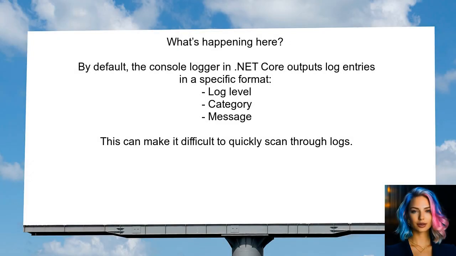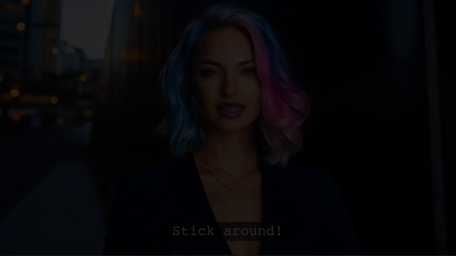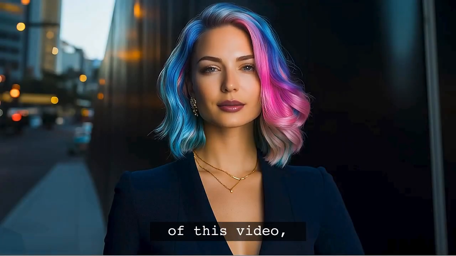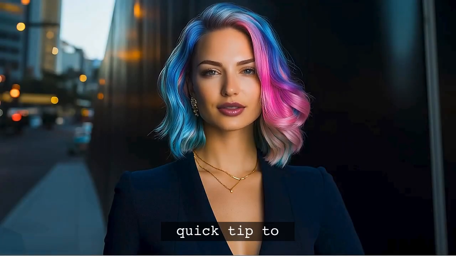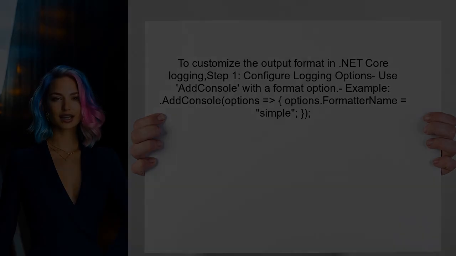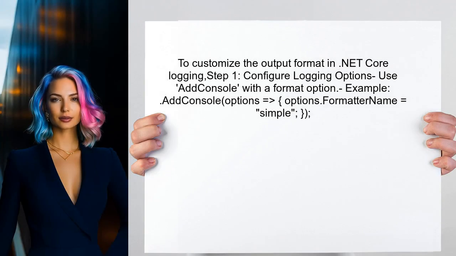So what's happening here? By default, the console logger in .NET Core outputs log entries in a specific format that includes the log level, category, and message on separate lines. This can make it difficult to quickly scan through logs. But don't worry, there are ways to customize this output. And stick around. At the end of this video, I'll share a quick tip that can help you streamline your logging process even further.